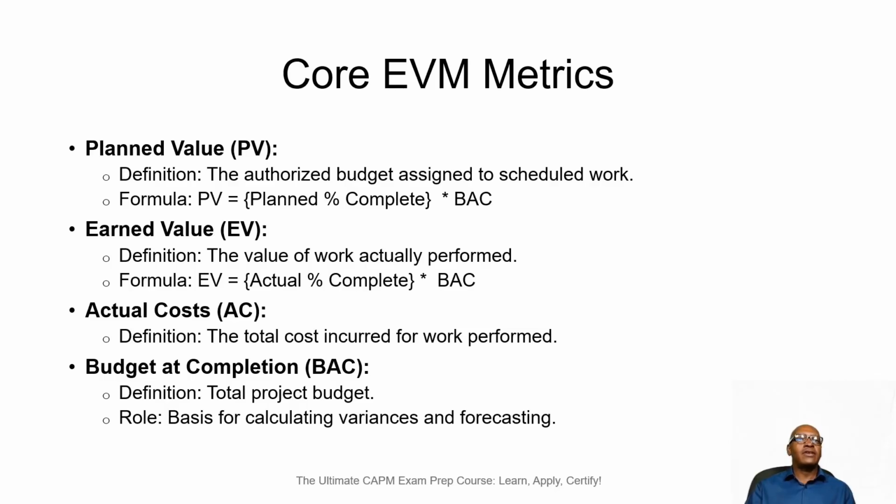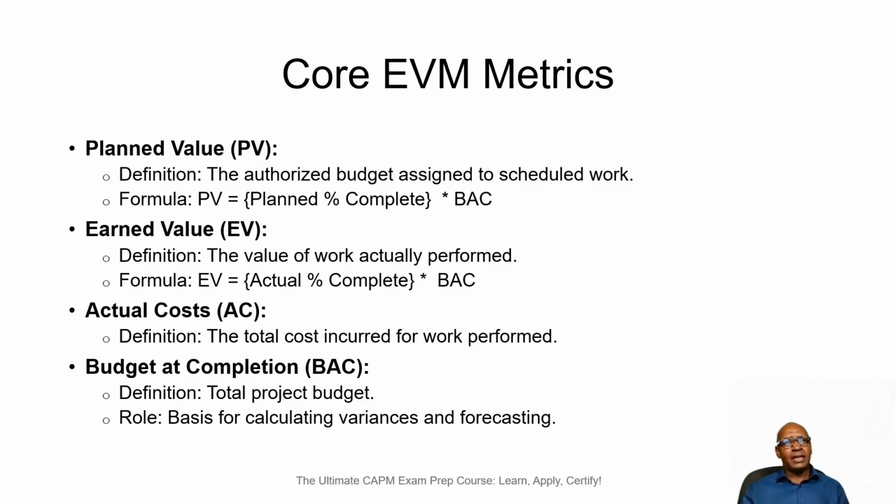The core EVM metrics include your planned value, and the planned value is the authorized budget as assigned to scheduled work. So the budget that we authorize for the project. And the formula that we use for the planned value is the percentage of work planned that is complete multiplied by your budget at completion. Our budget at completion, what we budgeted, multiplied by the percentage of whatever work has been completed, will give us our planned value at that point in time.